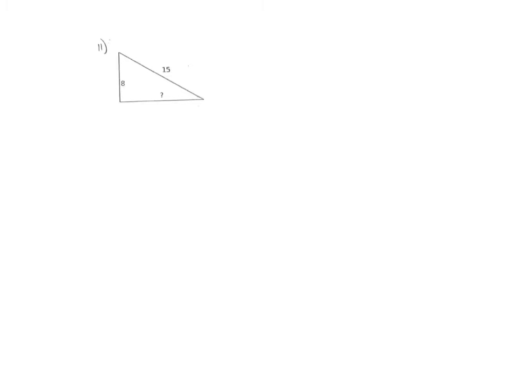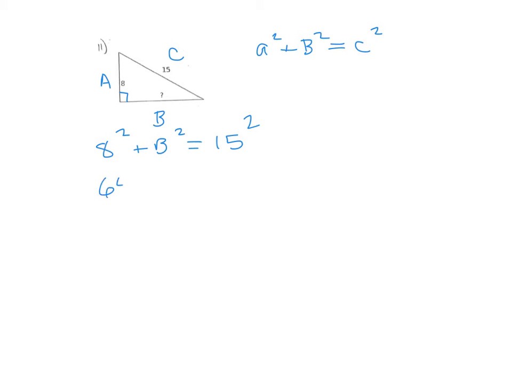Alright, number 11 is going to be about the same thing. I'll say this is A, this is B, and this is C. Remembering that C is always across from the right angle. It's always your longest side. The formula we're going to be using is A squared plus B squared equals C squared. So A I have, so I've got 8 squared plus B squared, which I don't know, is equal to 15 squared. 8 squared is 64 plus B squared equals 15 squared.